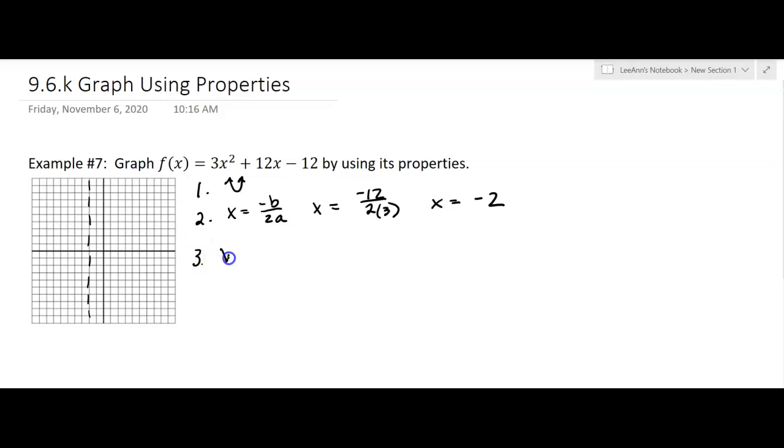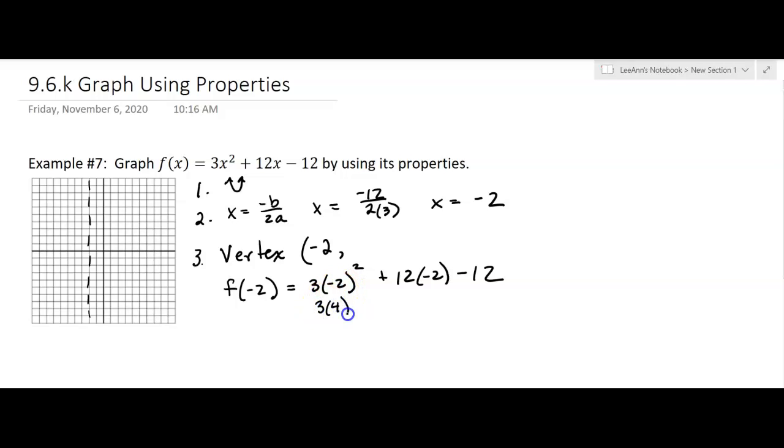Step 3, find the vertex. Well, the vertex is going to be negative 2, something. To find the something, we're going to find f of negative 2. So we go to the function and we plug in negative 2. So let's see, negative 2 squared is 4. So let's see, that 12 and that 12 kind of cancel each other out. So I'm getting negative 24, which is a little too big for my graph here. So it'd be way down.